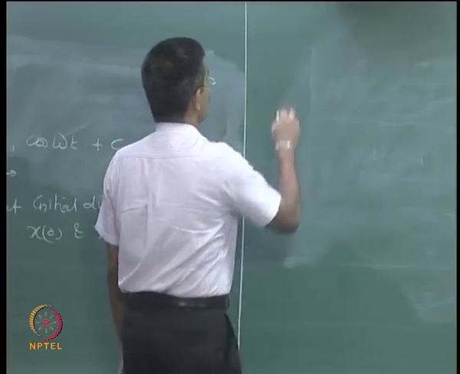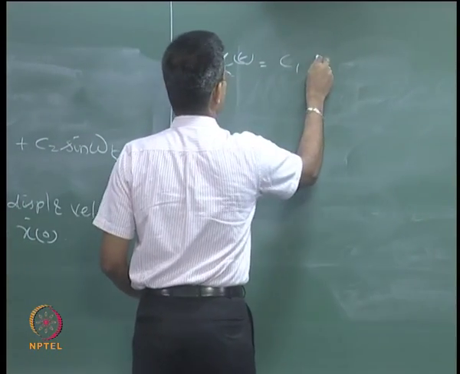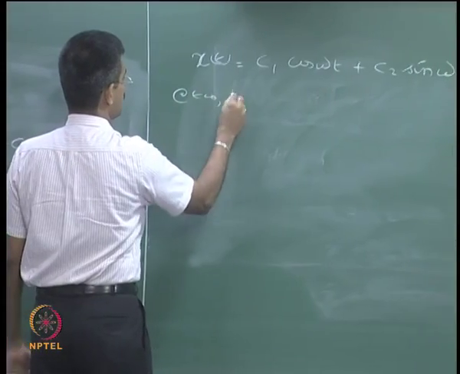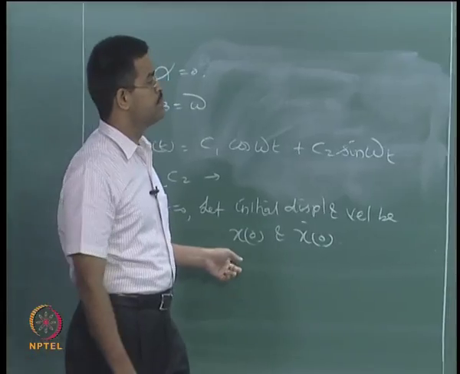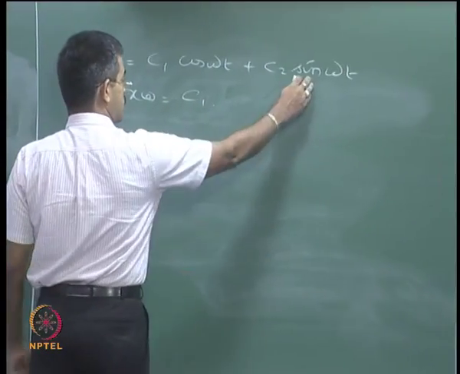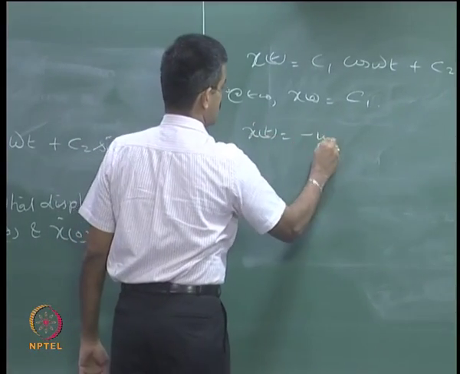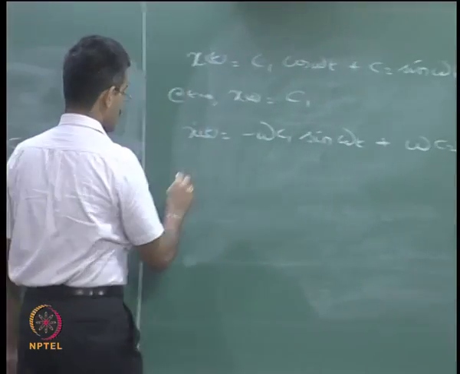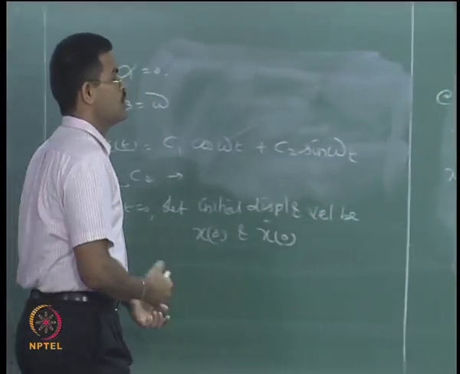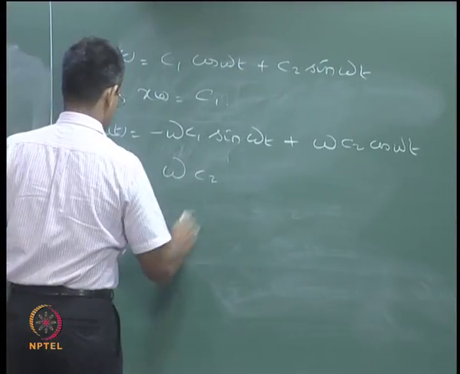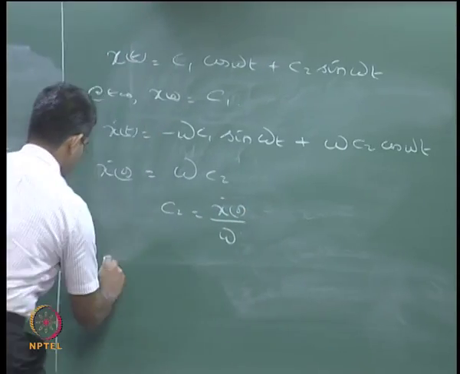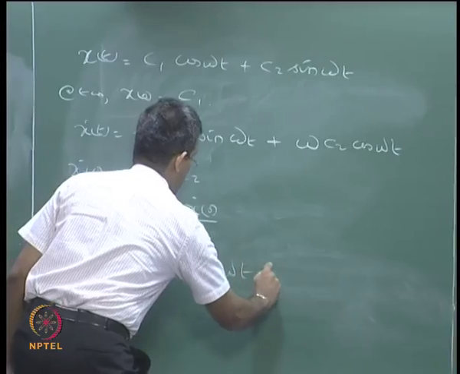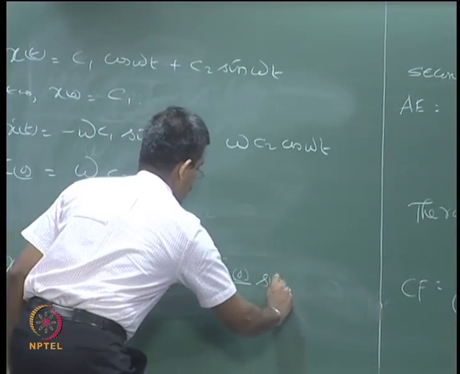So my x of t is C1 cos omega t plus C2 sin omega t. At t equals 0, x0 is the initial displacement I have here. So that is equal to C1 because the sine function goes away. So x dot of t is minus omega C1 sin omega t plus omega C2 cos omega t. So x dot of 0, the velocity at t equals 0, the sine function goes away, it becomes omega C2. So C2 is x dot 0 by omega. Therefore, x of t as a full function will be x0 cos omega t plus x dot 0 by omega sin omega t.